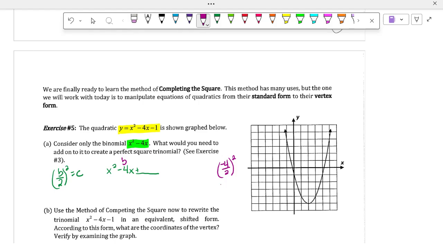And that is going to give us negative 2 squared, which is equal to 4. So I would have to add 4 to make it a perfect square trinomial. Because then if I factored it, I would take the square root of both, keep the sign. This would be x minus 2 squared.